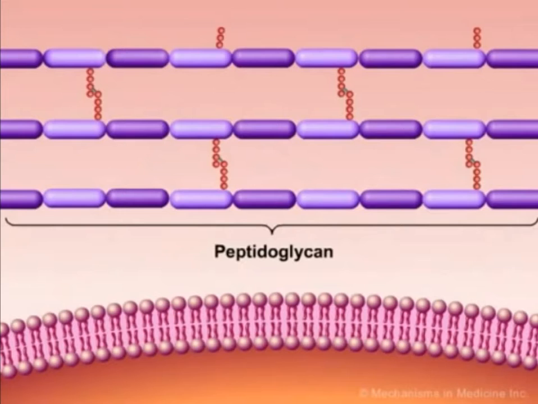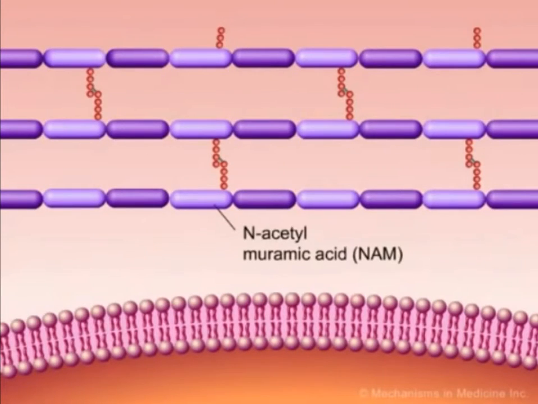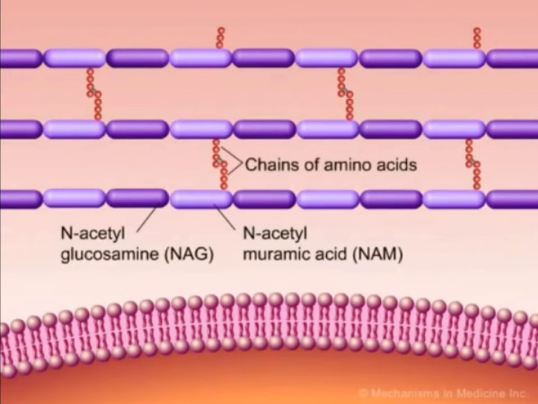Peptidoglycan, the most important component of the cell wall, is a polymer made of N-acetylmuramic acid alternating with N-acetylglucosamine, which are cross-linked by chains of 4 amino acids. The function of the bacterial cell wall is to maintain the characteristic shape of the organism and to prevent the cell from bursting.